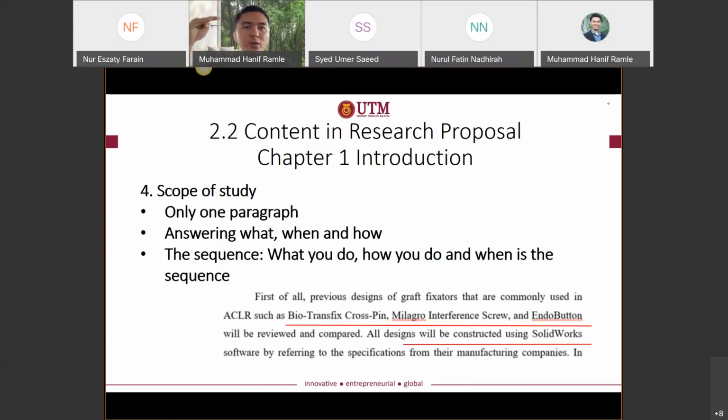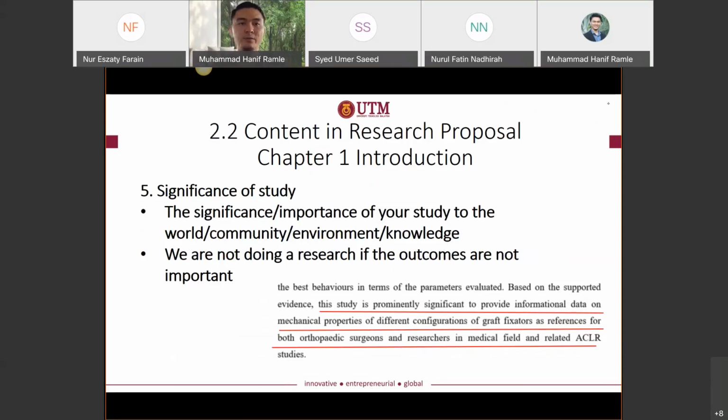And when is the sequence. The first step, what you have to do. Maybe you synthesis the material, you collect the data from 20%. You mention the number of persons and number of samples in your scope. Then what kind of equipment you will use for the study, what kind of method, maybe you are using design of experiment in your method. You have to put that in your scope of study.